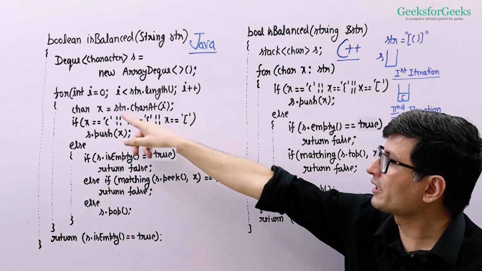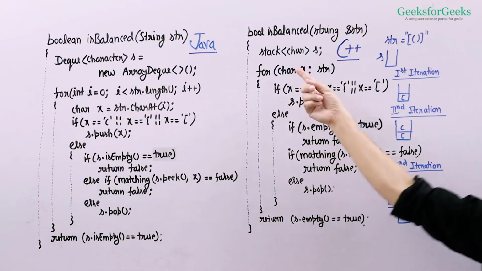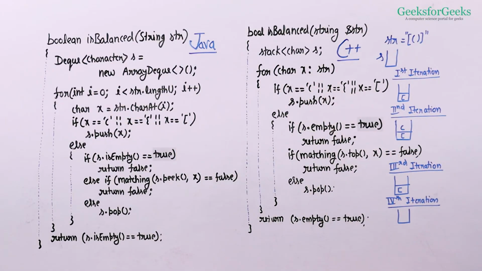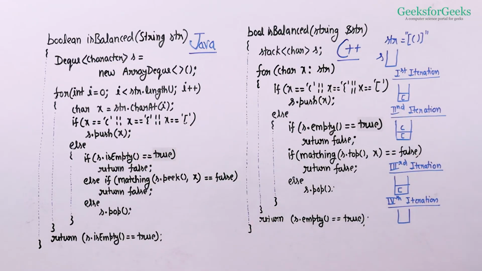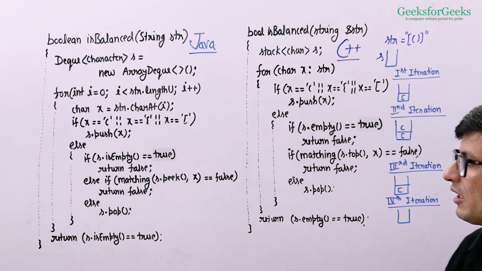We get the current character as variable x, right? And if it's an opening bracket, this bracket or this bracket or this bracket, we push it into the stack. This is a simple run for this example. In the first iteration, we see it's an opening bracket, we push it. It's an opening bracket, we push it. In the third iteration, we see a closing bracket.